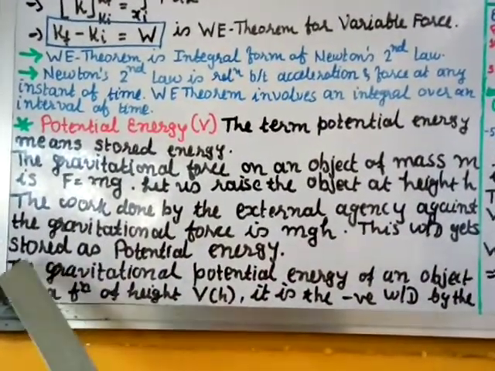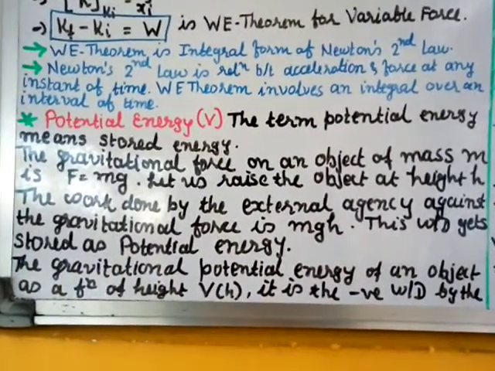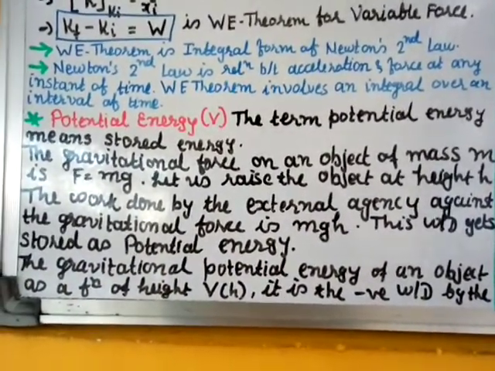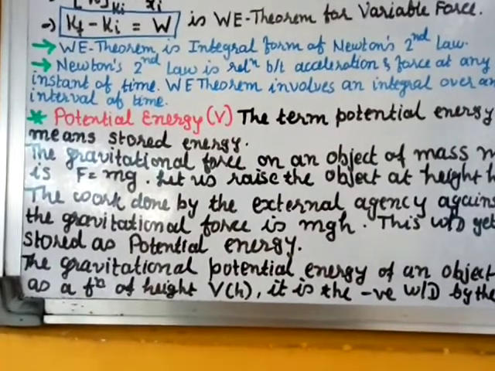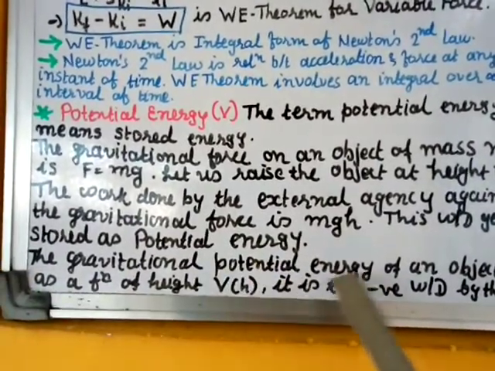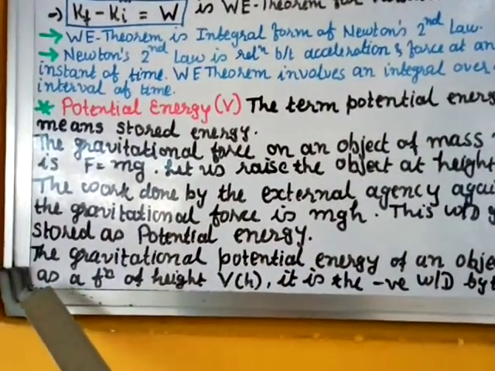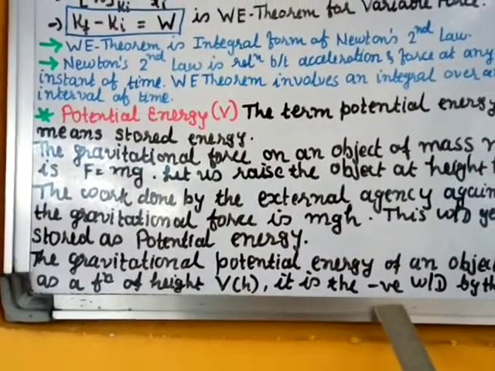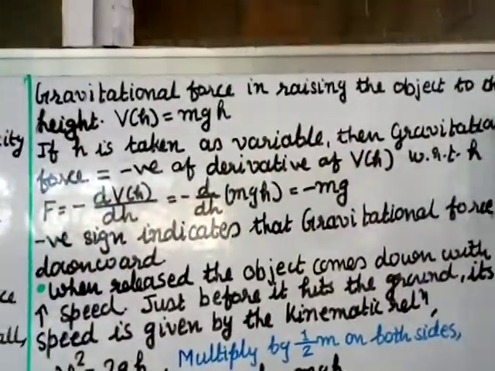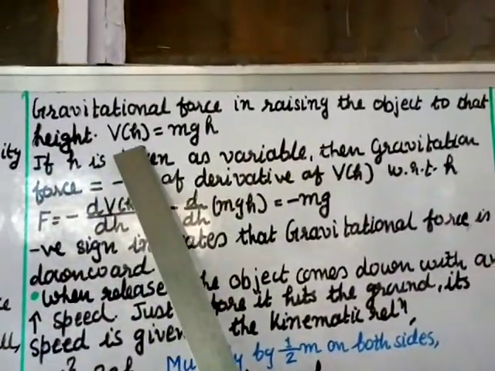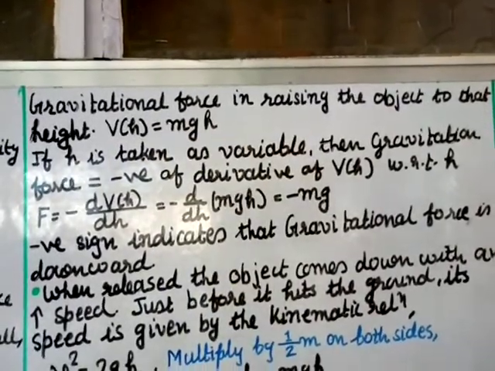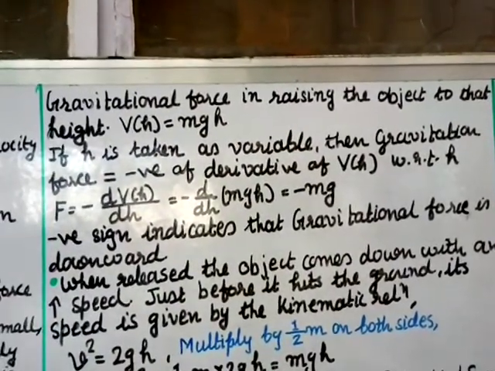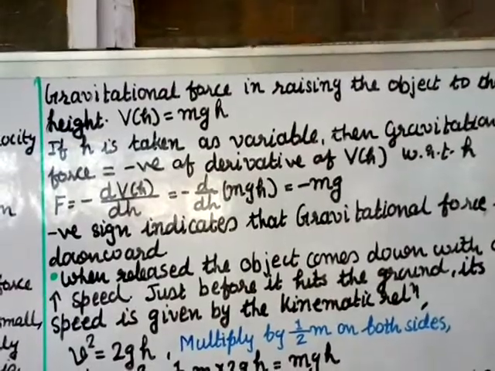This work done gets stored as potential energy, and this work done will be stored as the potential energy in that object or in that ball. The gravitational potential energy of an object as a function of height, V of h, is the negative work done by the gravitational force in raising the object to that height, V of h equal to mgh. Now here we are talking about the gravitational potential energy. For that, suppose that we are going to take it as V of h.